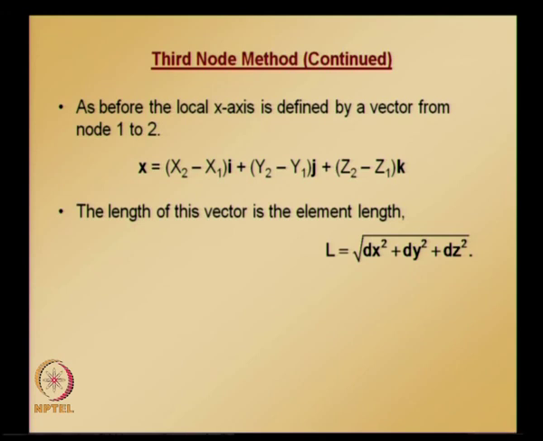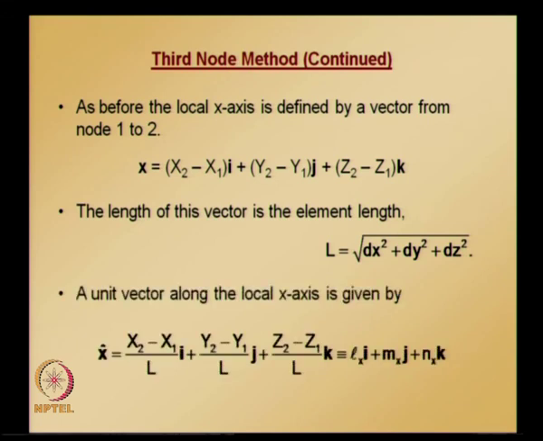The length of this vector is given by the square root of dx square plus dy square plus dz square. dx is defined as capital X2 minus capital X1, dy is defined as capital Y2 minus capital Y1, dz is defined as capital Z2 minus capital Z1. So, when you normalize this vector along the local x axis with its length, we are going to get the unit vector along the local x axis.